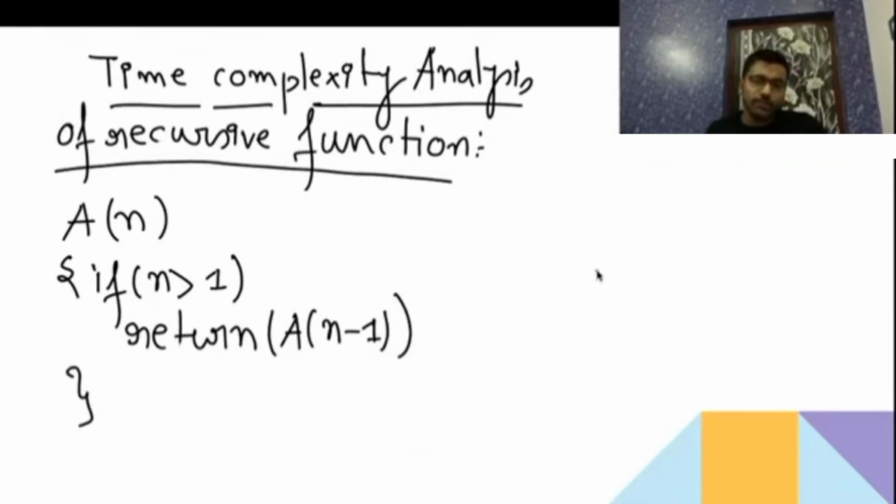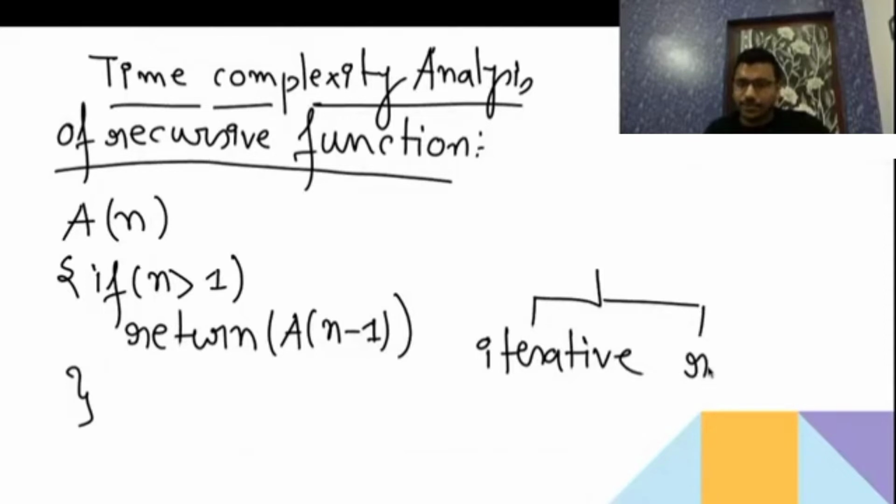There are two types of program. One is iterative, another is recursion. In a program, either a function can call itself, or no function calls itself and it has some iteration like a for loop, while loop, or do while loop. For iteration we have already seen it. Now for recursion we are going to see how to find the time complexity. So this is a function, and when the value of n is greater than 1, it again calls function A with the input n minus 1.